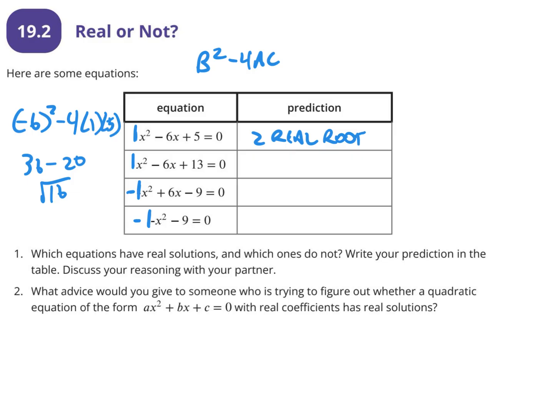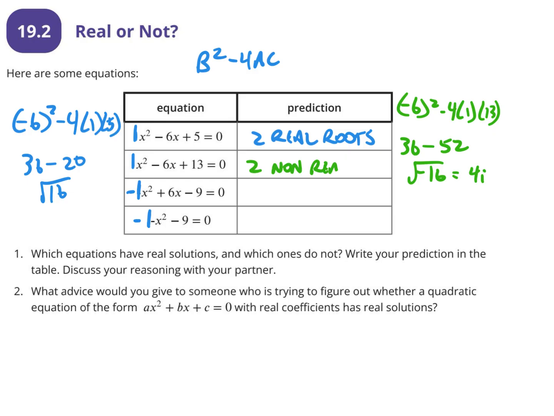All right, for the next one, negative 6 quantity squared minus 4 times A times C. All right, we get 36 minus 4 times 13, which is 52. That's negative 16. And the square root of negative 16 is 4i. So there's two non-real roots.